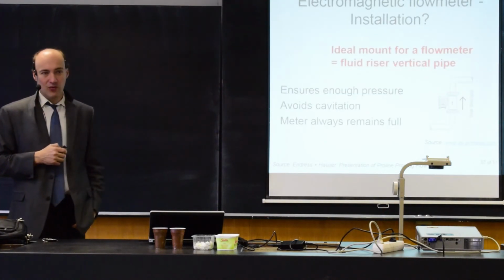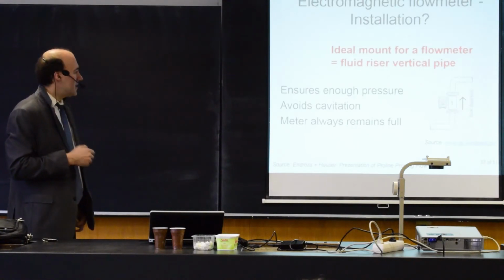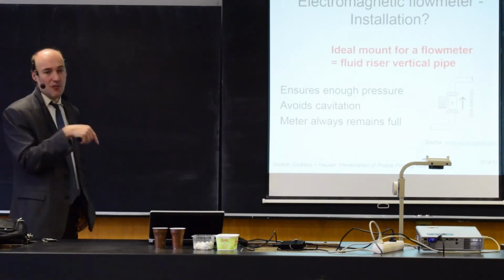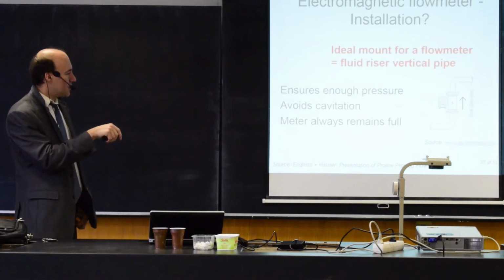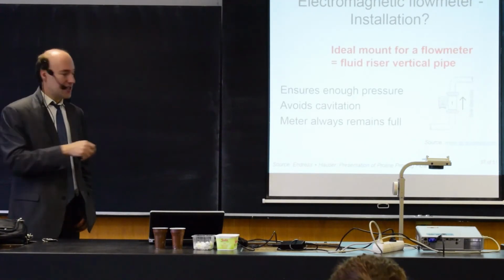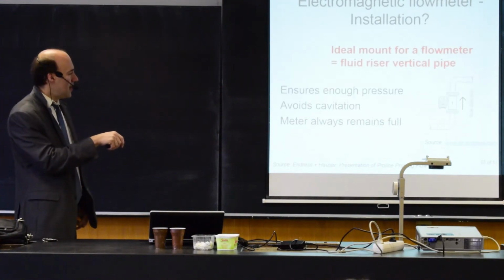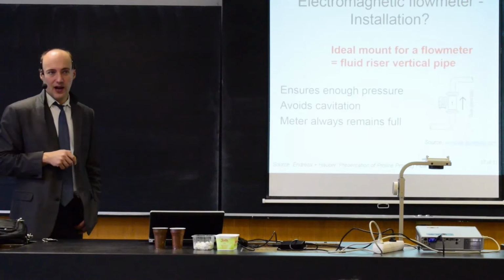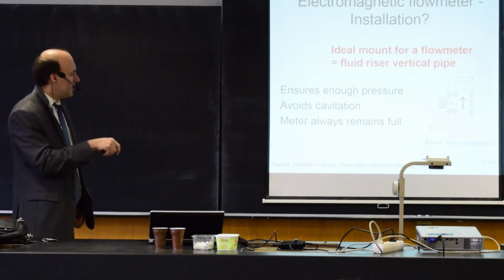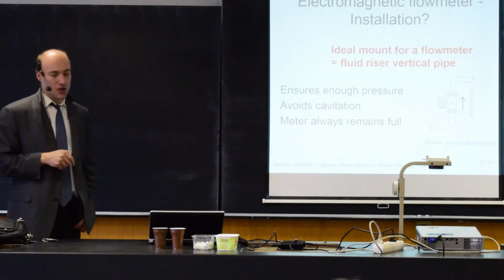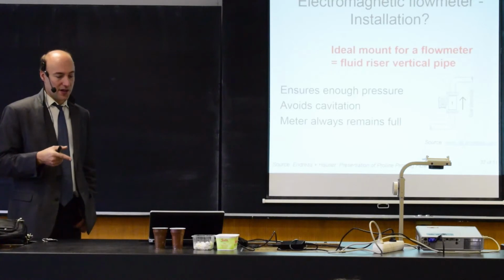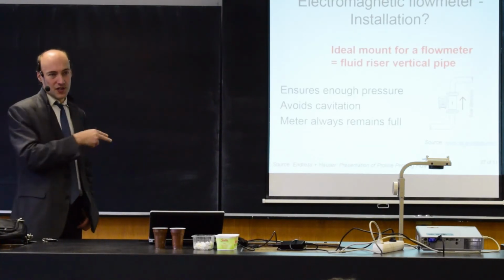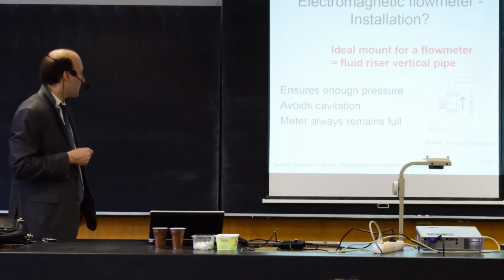So the ideal mounting of this kind of flow meter is in a vertical pipe. This is the same also for the ultrasonic flow meter. This mounting, when the flow rate is going up like this, makes sure that this is full at all times, that the sediments accumulate at the bottom and the bubbles accumulate at the top. So this is the best installation position for ultrasonic flow meter, for electromagnetic flow meter, and also for the Coriolis that we will discuss at the end today.